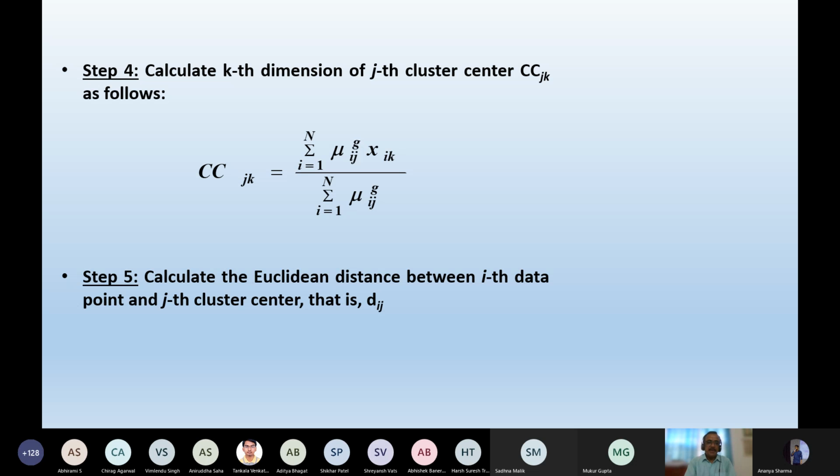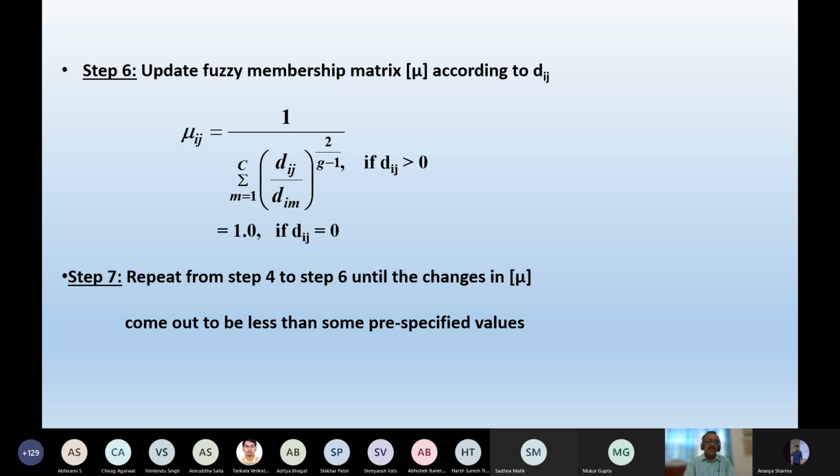Then step 5, calculate the Euclidean distance between the ith data point and the jth cluster center. That is nothing but your Dij. And once you have got this, now I can update the mu value. That is step 6, update the fuzzy membership matrix mu according to Dij.